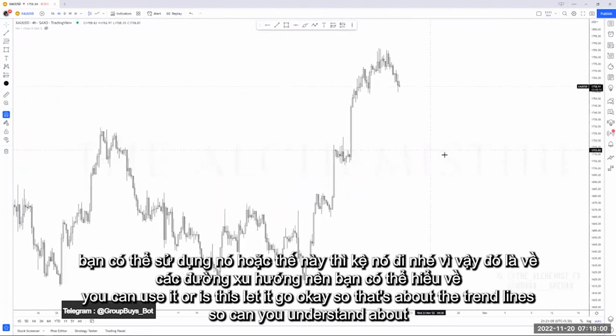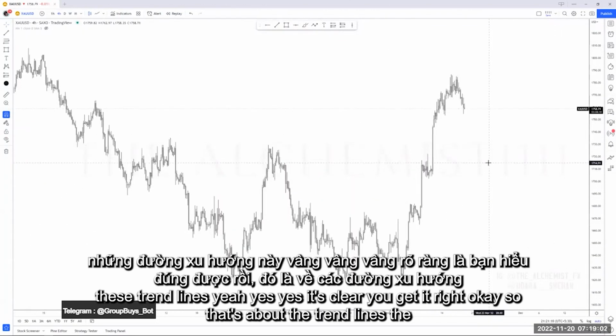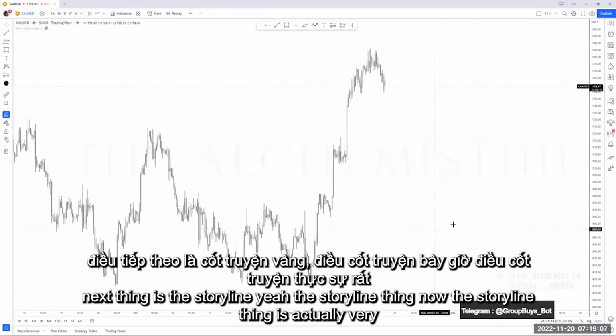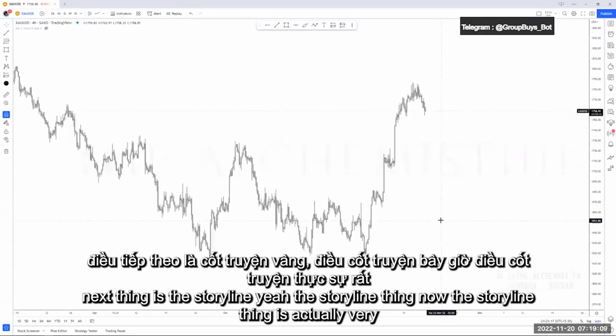So that's about the trend lines. So can you understand about these trend lines? Yes, it's clear. You get it, right? Okay, so that's about the trend lines. The next thing is the storyline. Now, the storyline thing is actually very important.